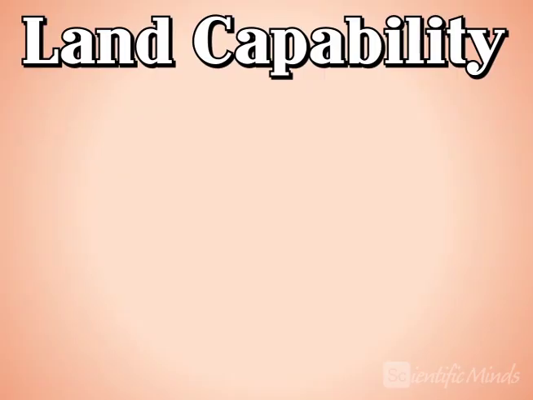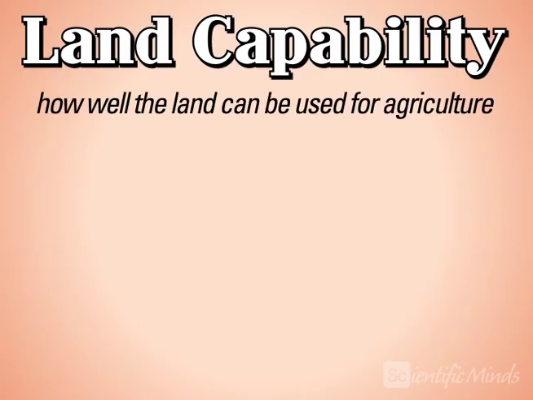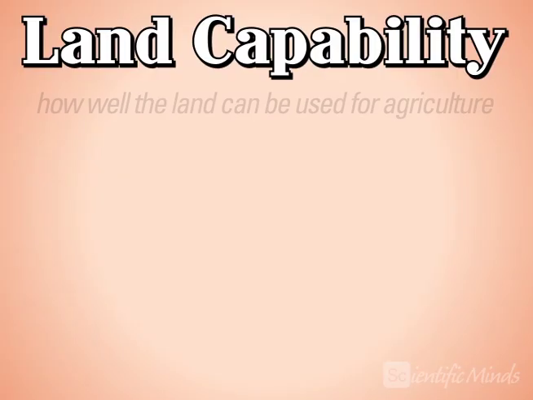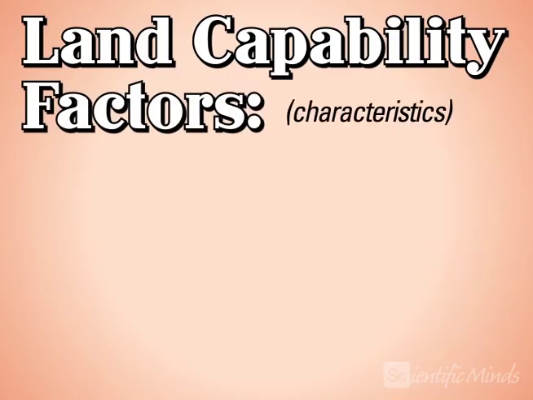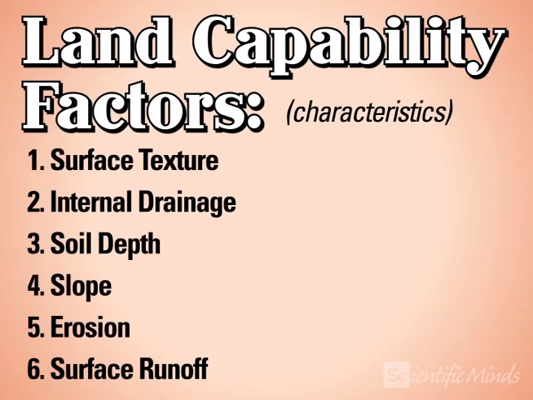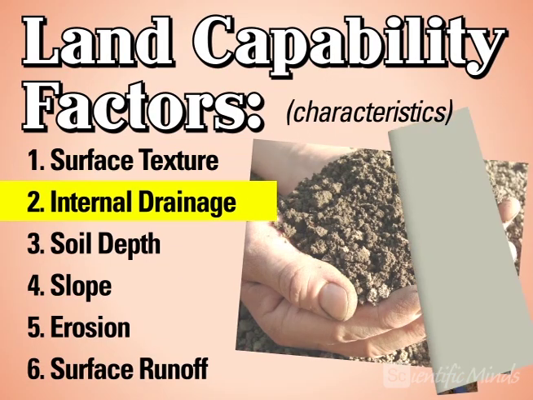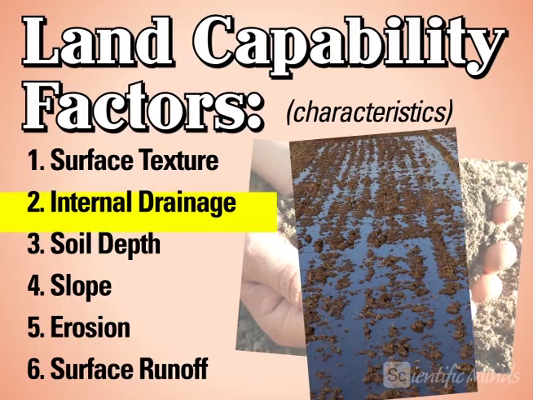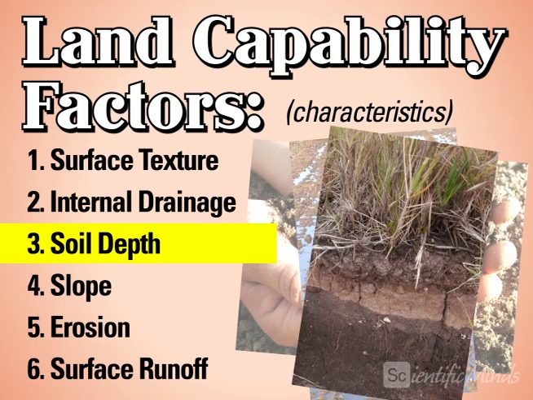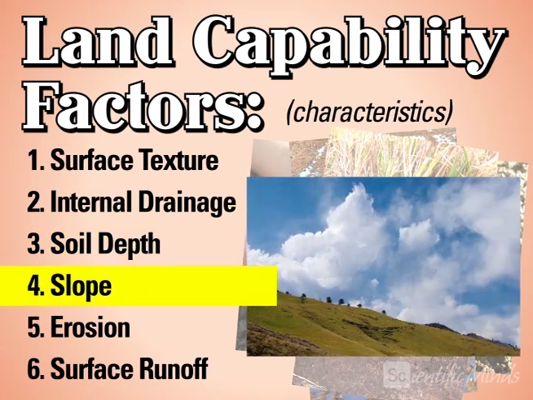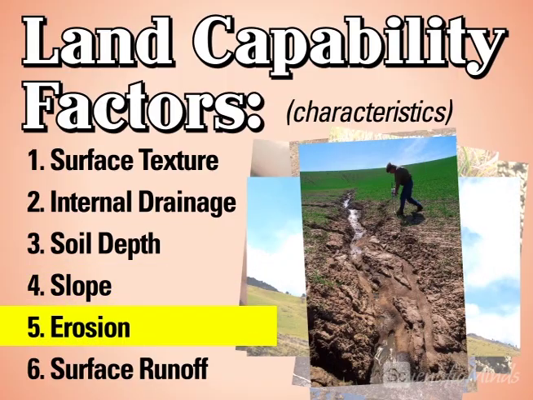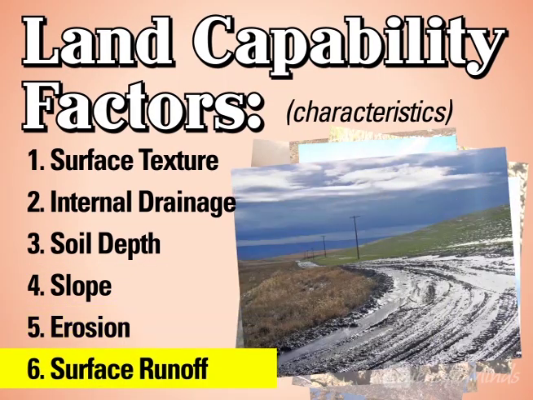Land capability describes how well the land can be used for agricultural purposes. Capability factors are characteristics that determine the best crop use for a piece of land. Surface texture, internal drainage, soil depth, slope, erosion, and surface runoff are all capability factors.